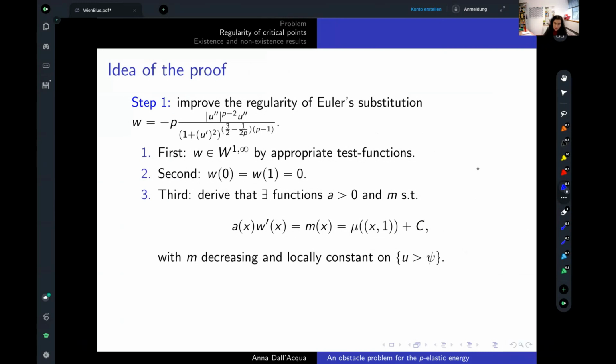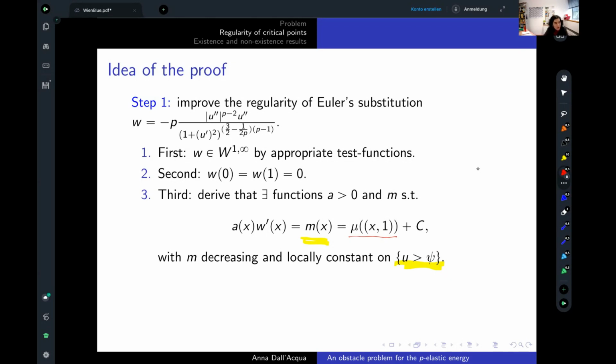And third, thanks to this regularity, we derive a pointwise almost everywhere equation. So we find that there exists a function a positive and a function m that is decreasing and locally constant where we don't touch the obstacle, such that the derivative of w is equal to the function m. So explicitly the function m is the measure of the interval x1. So we measure the set, the measure of let's say, connected with the measure of the set where we touch the obstacle. So we have this pointwise equation from which we will derive a further regularity property.